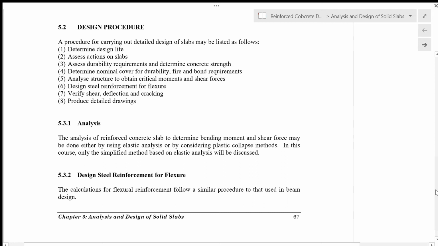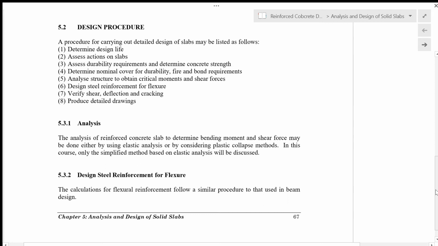After that, we assess durability requirements and determine concrete strength, as we have done in beam design as well. And then we determine nominal cover for durability, fire and bond requirements, the same as in beam design as well. And then we analyze the structure to obtain critical moments and shear forces. After that, we design the steel reinforcement for flexure, and then we verify shear, deflection and cracking.